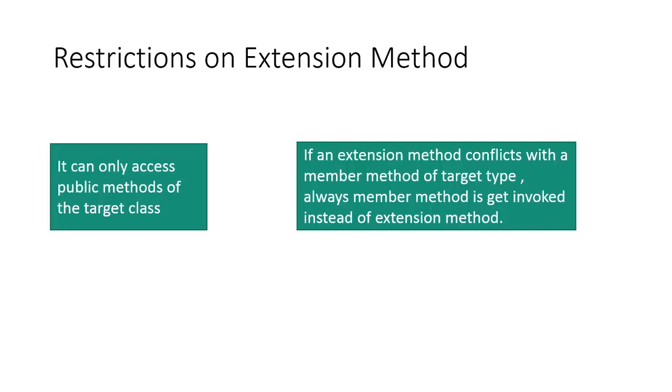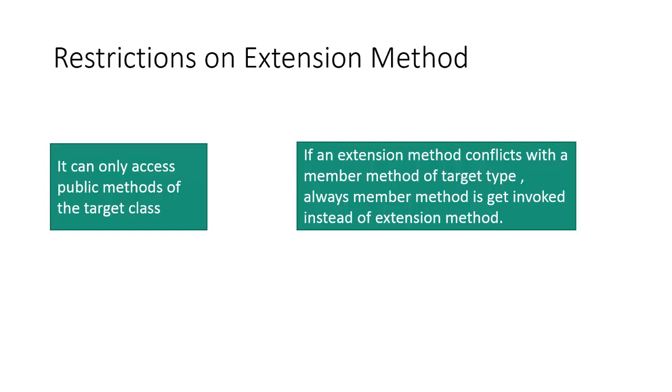There are some restrictions on extension method as well. For example, extension method can only access public methods of the target class. So let us say you are adding extension method to a class product and that contains a public method display, then you can use that inside the extension method. Whereas if product class contains a private variable or private method, you cannot access that.